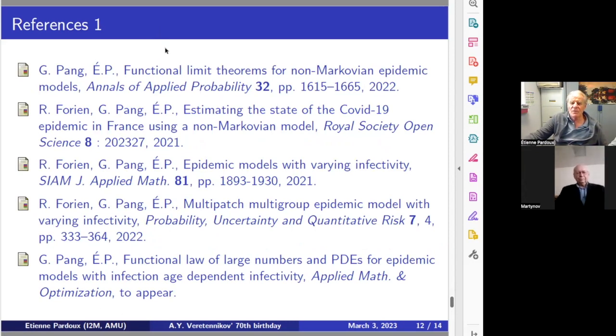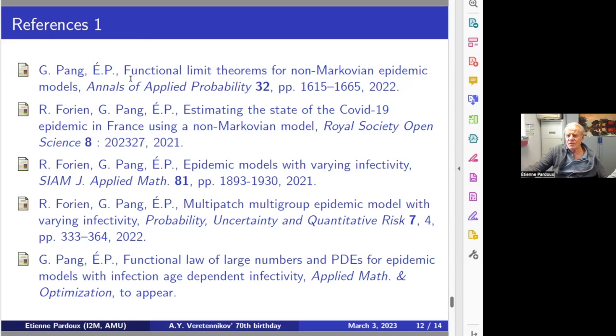References, these are references to my work with Guodong Pang, and also some of the work is joint with Raphaël Forien. In fact, we started our work on non-Markovian epidemic models, where we want to be more realistic than usual models, which assume a duration of infection which has an exponential distribution, which is not realistic, and also the fact that the infectivity is fixed. This is not realistic. So we started that work at the beginning of 2020, just before the COVID epidemic. And the first paper appeared in 2022, but we have also a paper on the COVID epidemic in 21. This paper on varying infectivity also with Raphaël Forien in 21, another paper on multi-patch, etc. And this first paper with the PDE, which I presented here, but not with the spatial parameter, which has been accepted recently by this journal, and also references to other authors.